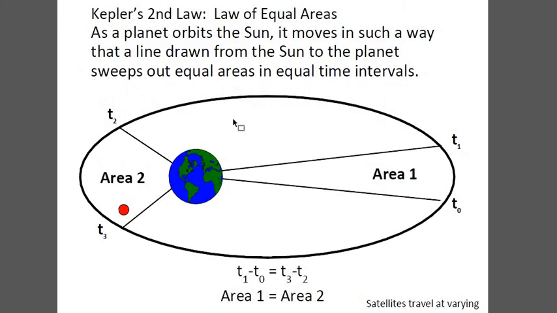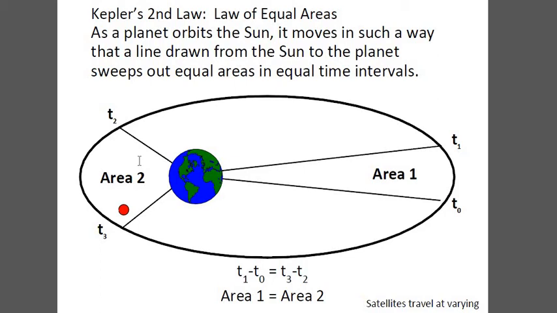I think you will note it down. As a satellite orbits the earth, it moves in such a way that if a line is drawn from the earth to the satellite, then it sweeps out equal areas in equal time intervals. If you consider equal time intervals and you calculate the area swept out, that area will be the same. So this is the second law of Kepler.